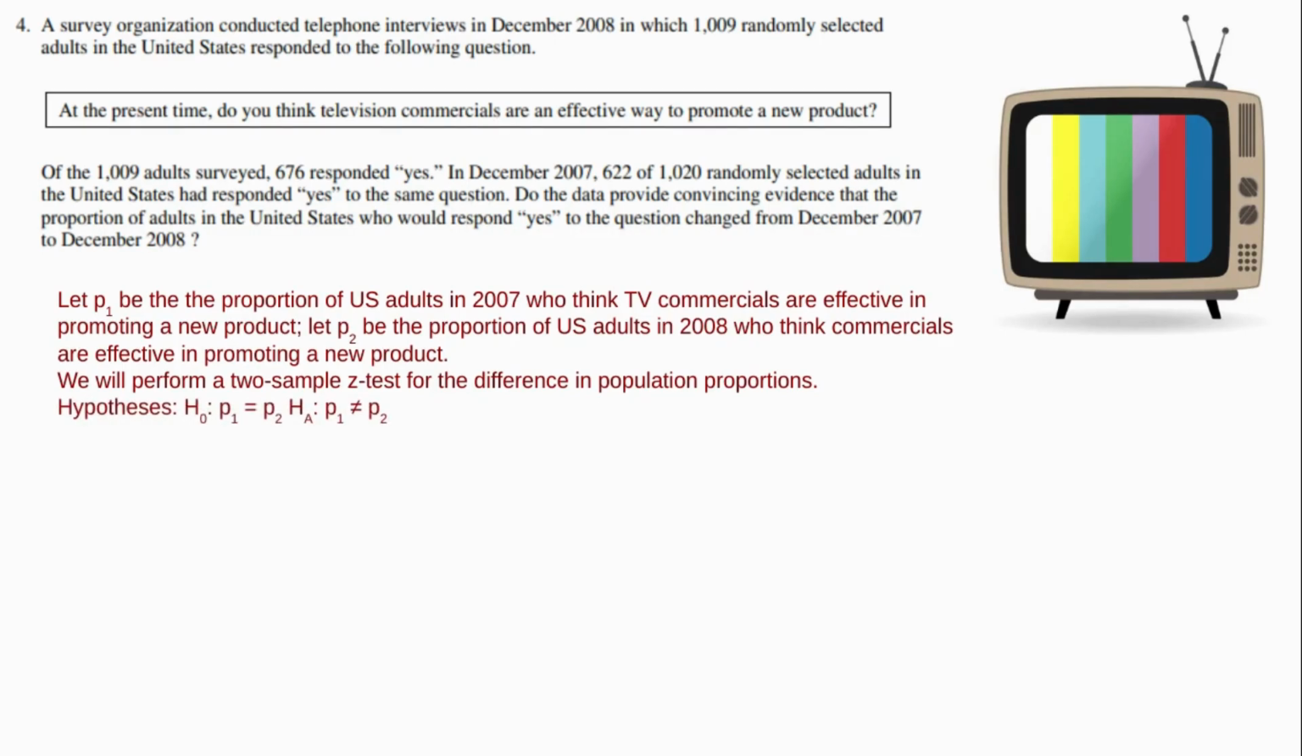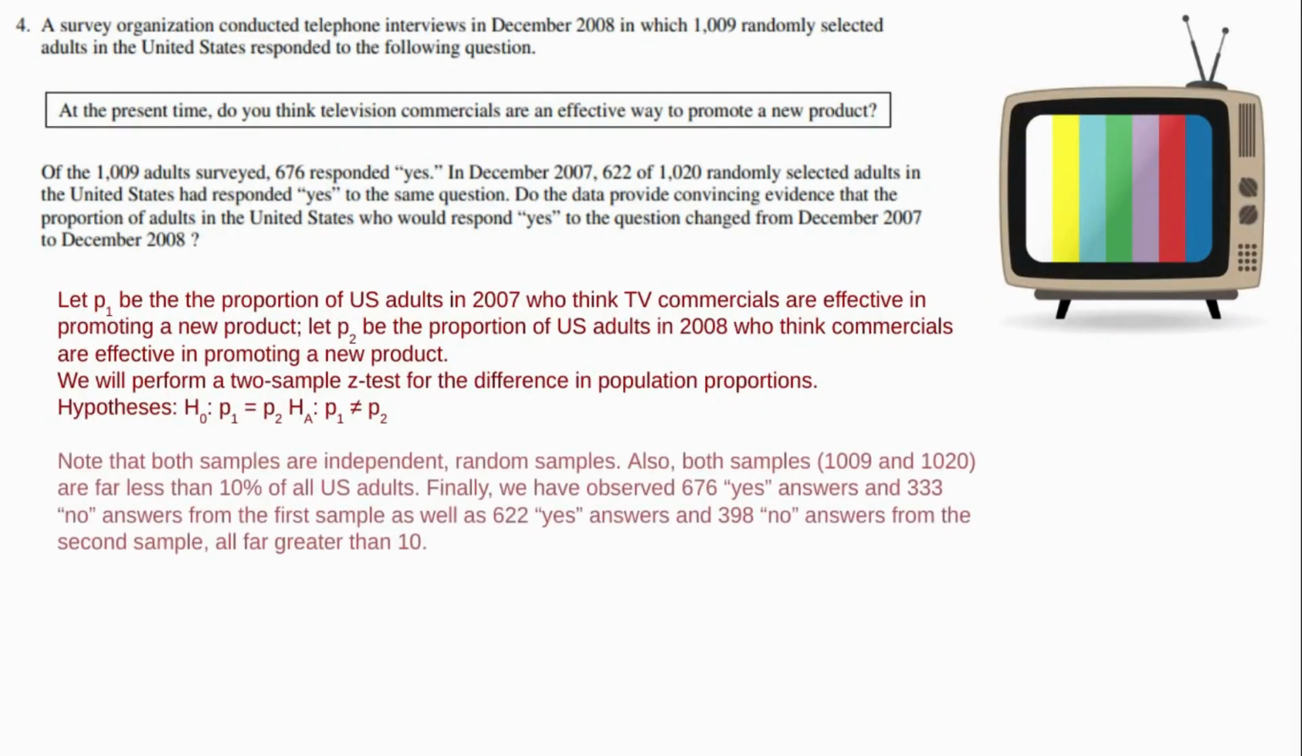Your hypotheses would be null is P1 equals P2, alternative is P1 is not equal to P2. Now it's time to check our conditions. Both samples are independent random samples. Problem says as much. Also, both samples are far less than 10% of all U.S. adults. Finally, we've observed 676 yes answers and 333 no answers from the first sample, as well as 622 yes answers and 398 no answers from the second sample. All those are greater than 10.